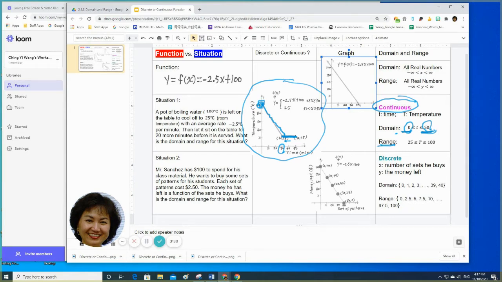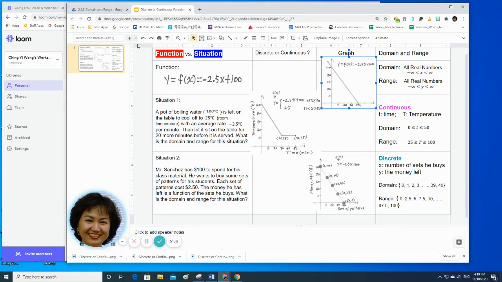And the range is the temperature. We know the lowest temperature is 25 for this situation. That's our room temperature. And the highest temperature is 100. That's the starting temperature. Our temperature stays in between 25 to 100 degrees Celsius. We use small t for time, and the uppercase T for temperature. That's the situation for this one. You have to remember this is a continuous situation.